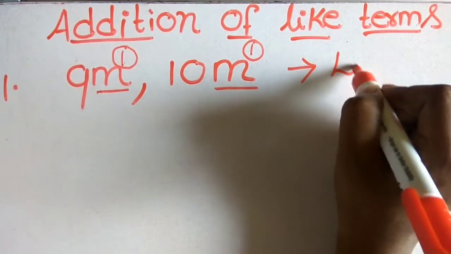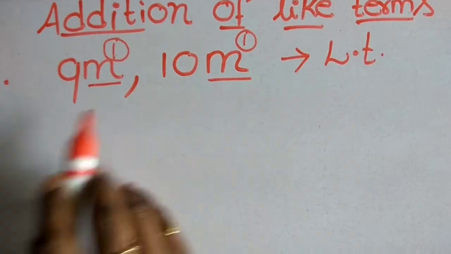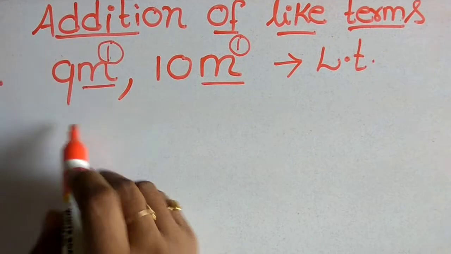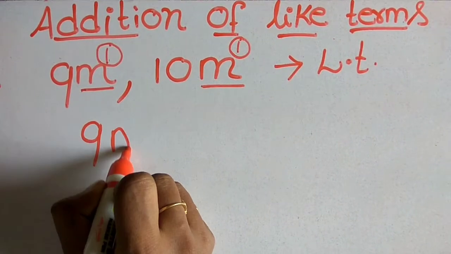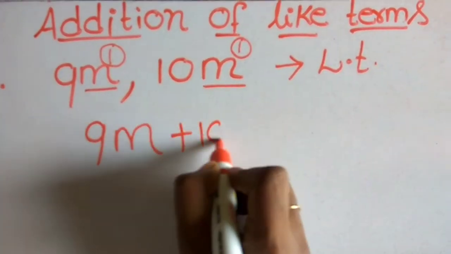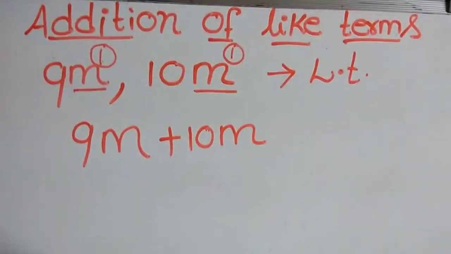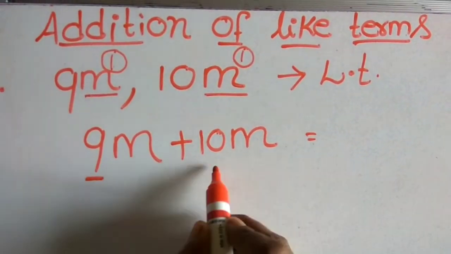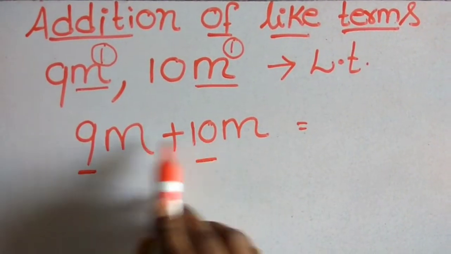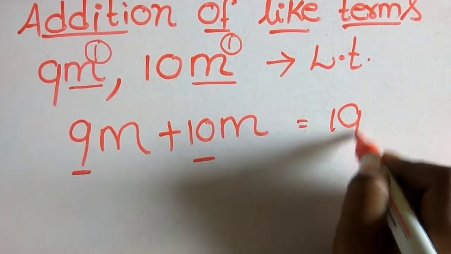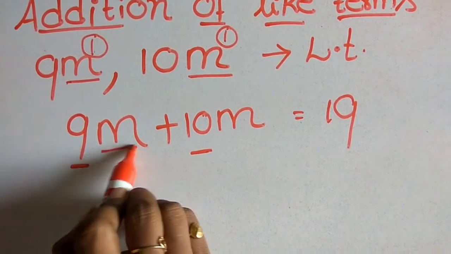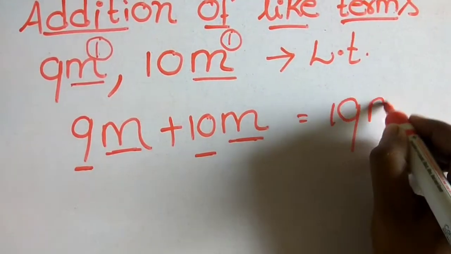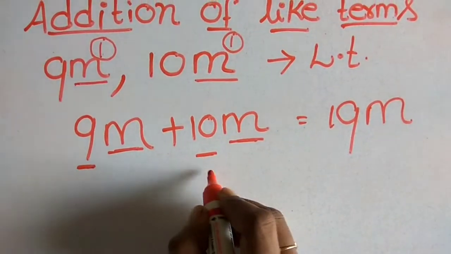Now, in order to add, what do we have to do first? Yes, we have to take the symbol plus. So write the first term 9m plus the second term, 10m. If you add 9m plus 10m, what are you going to get? Always take the numbers first, which will be easy for you. So 9 plus 10 gives 19. And take the m. Here don't write 2m, because m is common in both. So we take only 1m, that is, 19m is your answer.